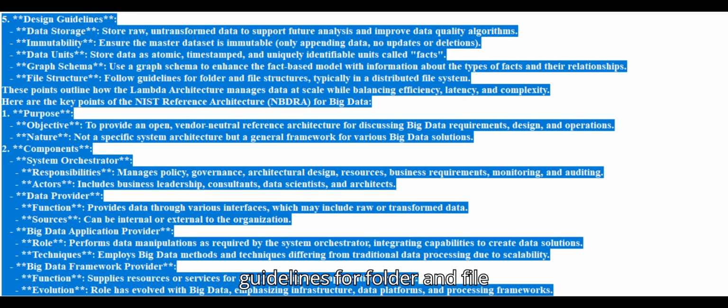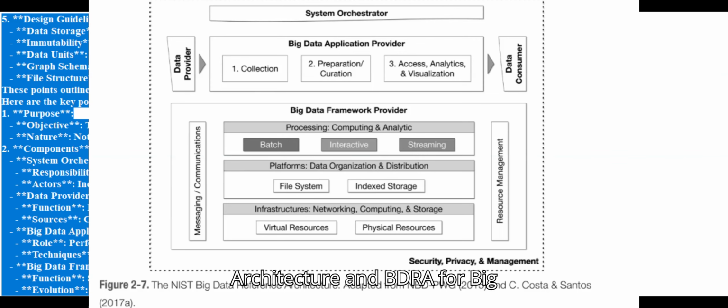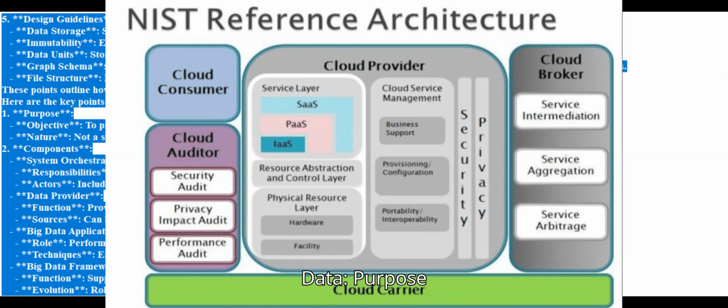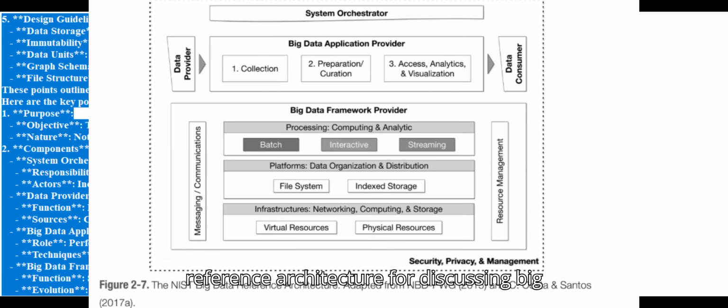Here are the key points of the NIST reference architecture, NBDRA, for big data. 1. Purpose. Objective. To provide an open, vendor-neutral reference architecture for discussing big data requirements, design, and operations. Nature. Not a specific system architecture, but a general framework for various big data solutions.